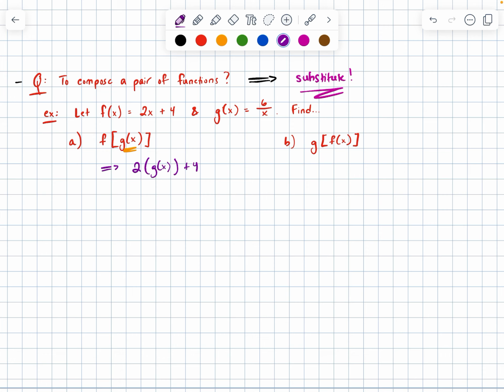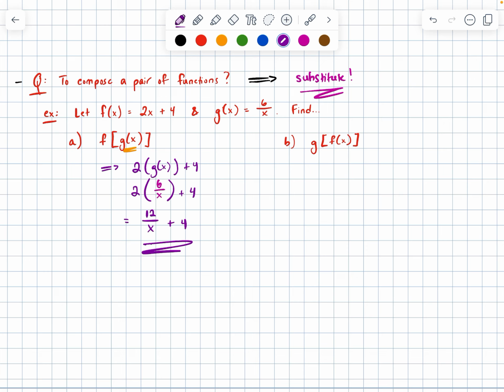But g of x, we've just established, is equal to 6 over x. So I'm substituting 6 over x into the function for x. Now all I need to do is make sure that I'm fully simplified. So can I do 2 times 6 over x? Well, yeah, 2 is like 2 over 1. 2 over 1 times 6 over x would give me 12 over x plus 4. So this is my composite function, f of g of x.